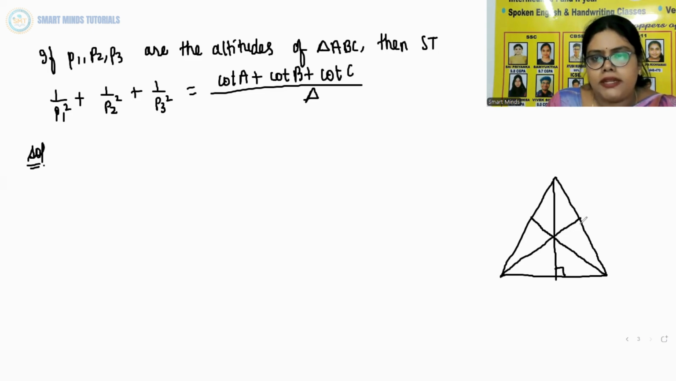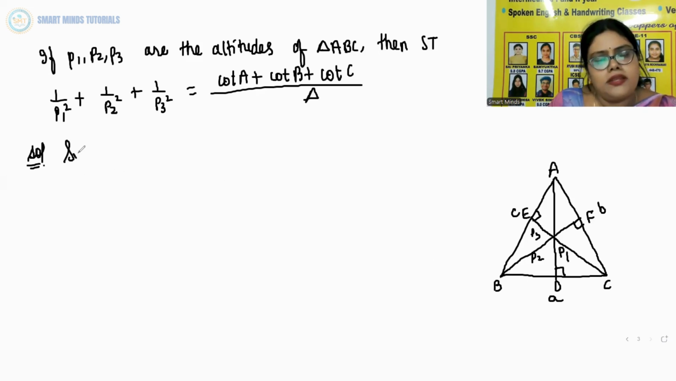Now this is 90 degrees, this is 90 degrees, this is 90 degrees. This is A, B, C. Now the side opposite to A is small a. The side opposite to vertex B is small b. And the side opposite to vertex C is small c. And this is D, E, F. Now AD is P1, BF is P2, CE is P3.